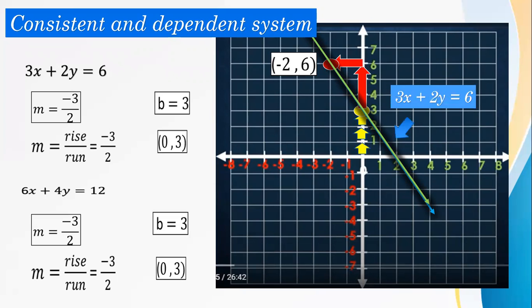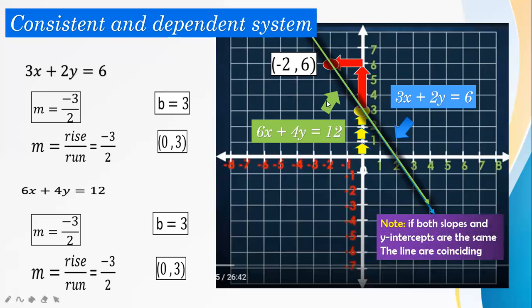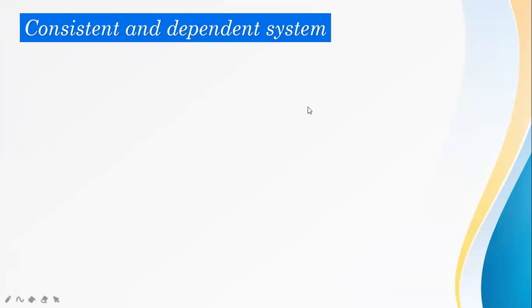And therefore, this will be the first one. We have 3x plus 2y equals 6. And the second one is 6x plus 4y equals 12. So magkasama sila. And we call this coinciding lines, wherein lahat ng point dito, parehong-pareho yung solution ng first and second equation. So they call it consistent and dependent system. So mag-check tayo ngayon. So note if both slope and y-intercept are the same, the lines are coinciding, or they call it coinciding line. So we have the consistent and dependent system.